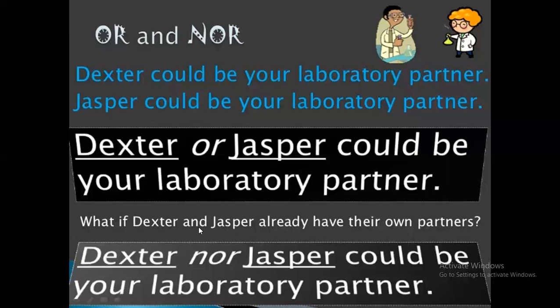But what if Dexter and Jasper already have their own partners? Then you cannot use them as your laboratory partner, right? They have their own laboratory partners. So here it becomes a negative sentence. So here you use nor. Dexter nor Jasper could be your laboratory partner. Now you know both of them cannot be your laboratory partner. So you see where you use or and where you use nor. Here there is a possibility, positive sentence. So or. Here there is no possibility, negative sentence. So nor.